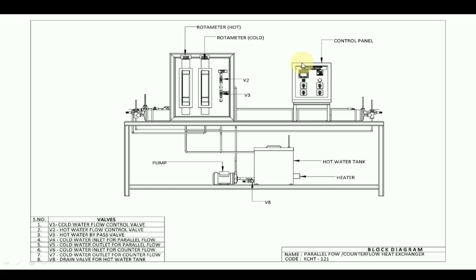Now this is our control panel. In this control panel we can set the temperature of water inside the hot water tank. Generally we set it in a range of 40 to 80 degrees Celsius. Then here we can see the inlet and outlet temperatures of both the hot water and the cold water. They will be displayed on this control panel only.